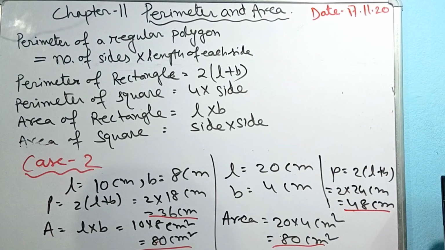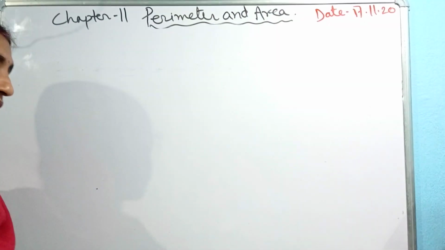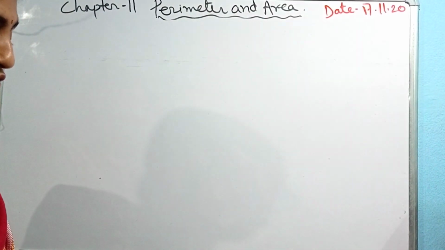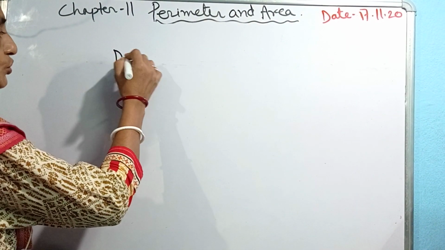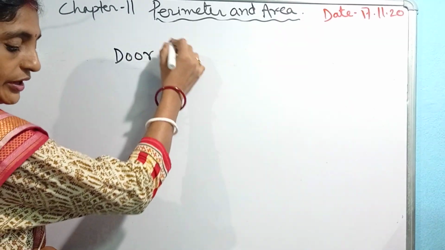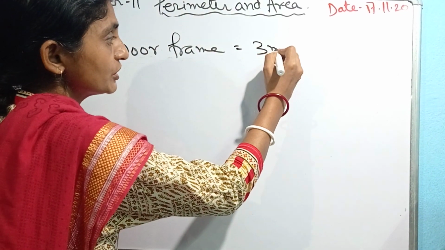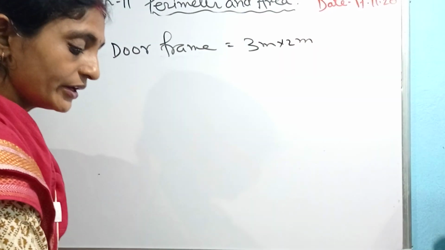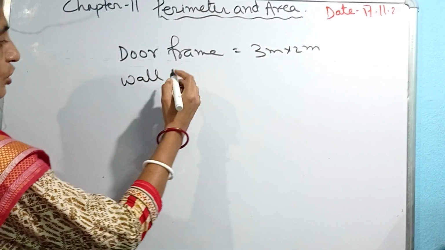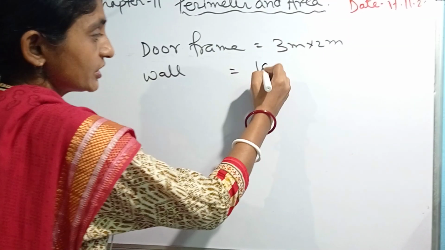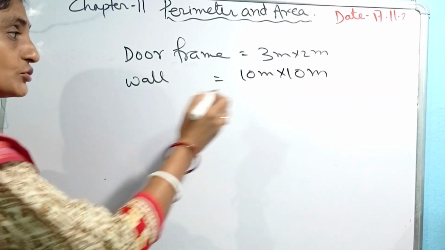Okay, let's come to one example. I am considering one question. Listen to the question carefully. That question is: a door frame of dimension 3 meter into 2 meter. That means the door frame's size has been given as 3 meter into 2 meter, and it will be fixed on a wall of dimension 10 meter into 10 meter. Now it will be fixed on that wall.